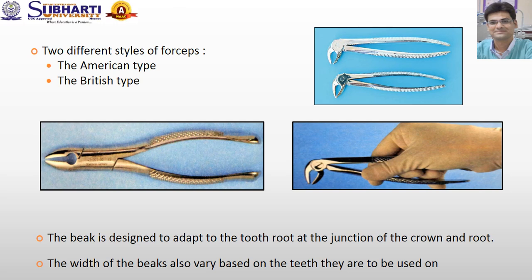There are mainly two types of patterns of forceps, the American pattern and the British pattern. The American pattern has a hinge in a horizontal direction, whereas the British pattern has a hinge in a vertical direction. The beak of the forceps is designed to adapt on the tooth root at the junction of crown and root. They are mainly meant for the root surface, not the crown surface. The width of the beak also varies based on the teeth they are to be used on.